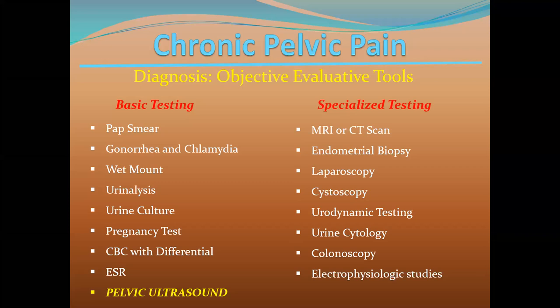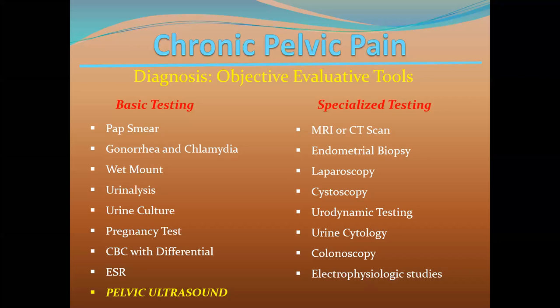Specialized testing: MRI, CT scan, endometrial biopsy. You have to look if there is any bleeding, if the woman is bleeding, sometimes with pain present, so you can exclude endometrial carcinoma. Laparoscopy, and sometimes there is tuberculosis of the lower genital tract, or pelvic tuberculosis. So we do endometrial biopsy, laparoscopy, cystoscopy. With laparoscopy, we directly visualize the abdominal cavity to look for the pathology. And with cystoscopy, you look at the bladder for bladder lesions.